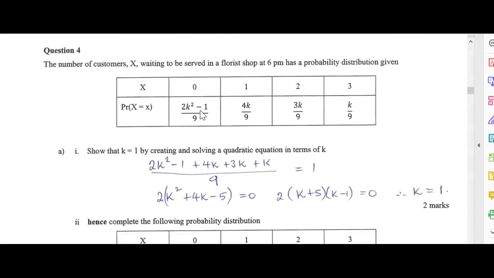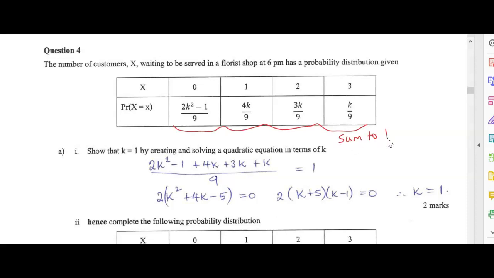Okay, question 4. The number of customers X waiting to be served in a florist shop at 6 p.m. has a probability distribution given. Okay, so we've got 0, 1, 2, 3. So that's the people waiting and the probabilities. So with the probabilities, you can see you've got K. So you know you're going to have to find K. When you do that, all your probabilities add up to 1. Okay, so all of these sum to 1.